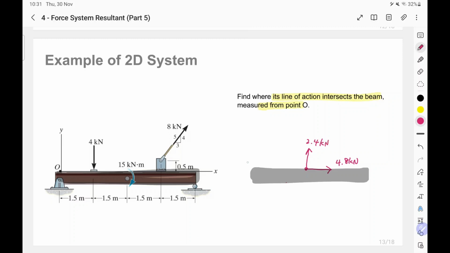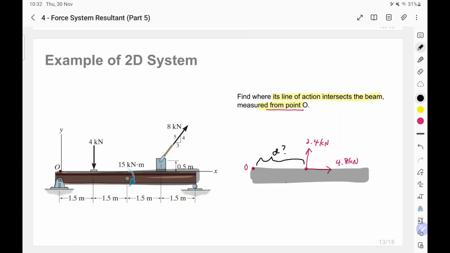Tapi we are not sure where is the point of application. Okay, kat hujung sini ke, kat sini ke? So let's just assume the point of application is over here, at a certain distance. So the reference point yang kita nak measure is in reference to point O. Okay, so point O is over here. So let's say the unknown distance relative to point O to be D. So macam mana kita nak calculate D ni?